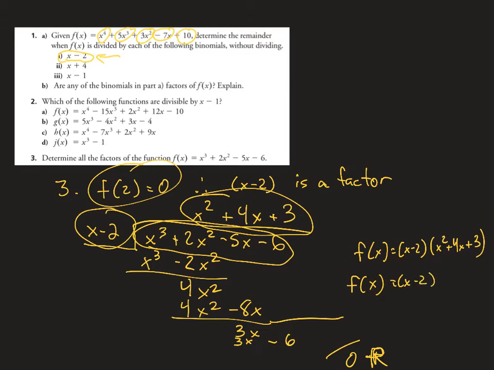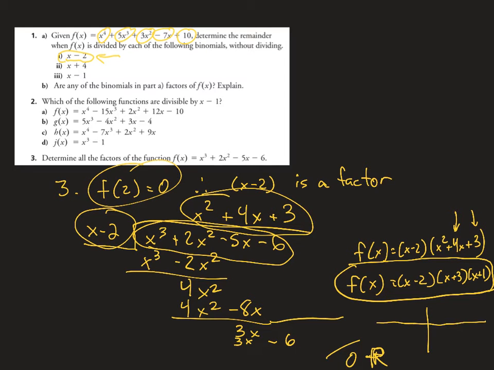I could factor this guy pretty easily. 3 and 1 looks like it'll work, right? 3 plus 1 is 4, and 3 times 1 is 3. So x plus 3, x plus 1 are the other two factors.